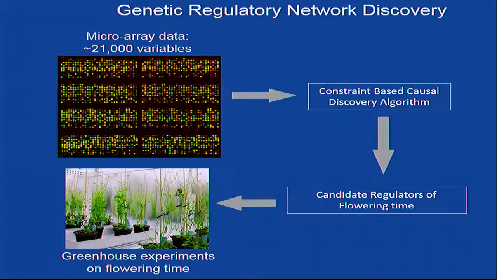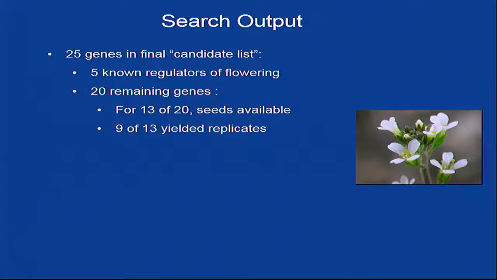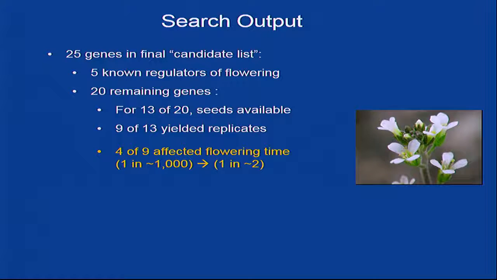And then we went back to the lab and we saw which of those candidates actually produced different flowering times. So there were 25 genes in the final list. It turns out 5 of them were known regulators of flowering. And of the 20, it turns out luckily there were 13 for which we had seeds that either knocked those genes out or up or down regulated them. And then of the 13 that we actually got to test in the lab, 9 yielded replicates that survived, so we could actually see if the flowering time differed. And it turns out that 4 of the 9 actually affected flowering time.